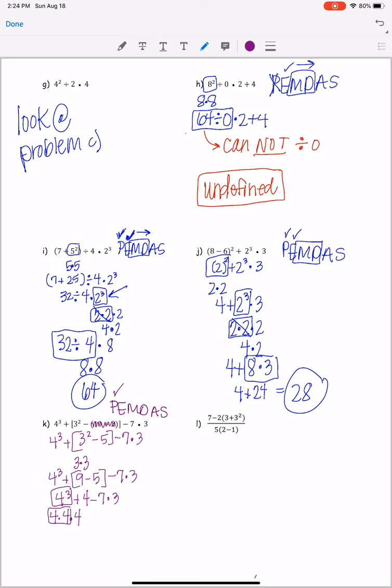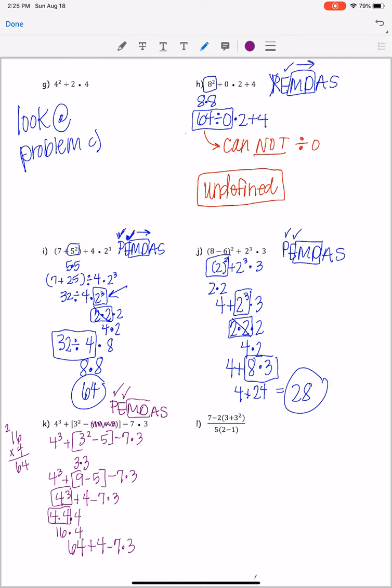4 times 4 is 16. Drop down your times 4. And if you don't know 16 times 4, 6 times 4 is 24. So you write your 4, carry your 2. 1 times 4 is 4, plus the 2 is 6. So drop down everything else, plus 4 minus 7 times 3. So that is my exponents.